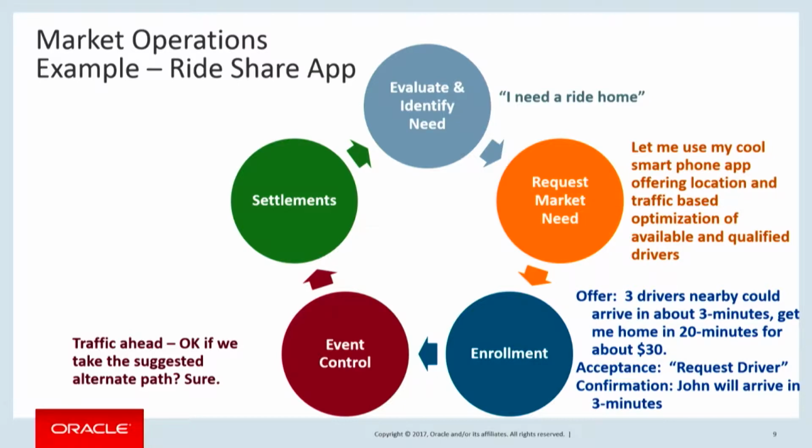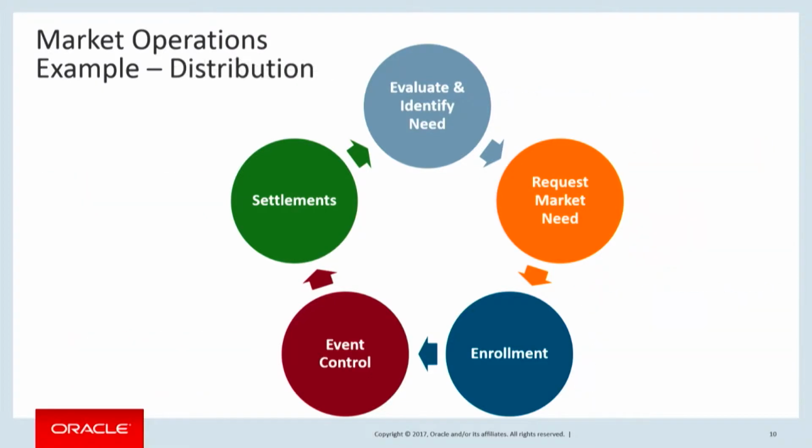Okay, then I get picked up and I'm on my way. Something happens and it says, there's an accident ahead. Is it okay if we take an alternate path? And it's like, yeah, that sounds great. And then there's a settlement. Good ride, I'm going to give him a tip. Charge to my account. Settlement. The transaction is complete. Okay, so let's apply this same methodology to distribution operations.